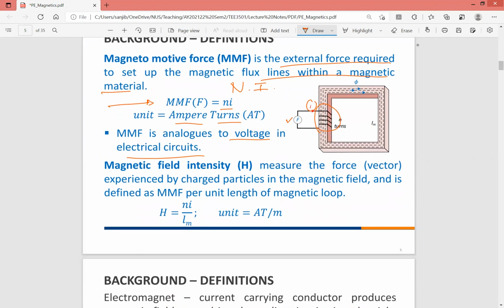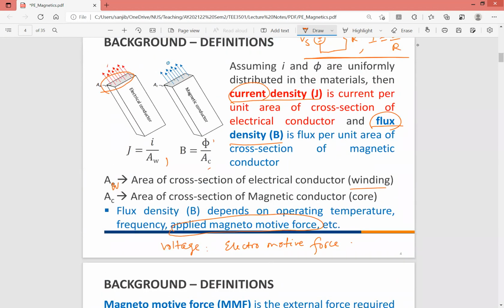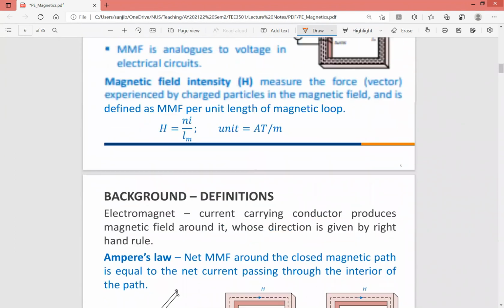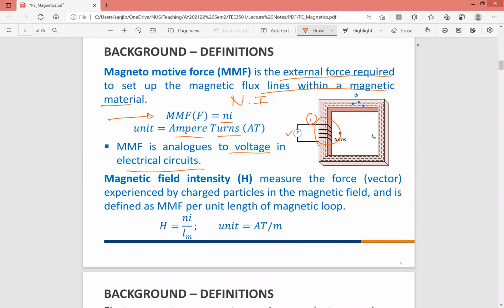And then there is one more term we define, called magnetic field intensity. These words are somewhat similar sounding: magnetic flux density, magnetic field intensity, right? Magnetic flux density we defined earlier as the flux per unit area. These are the flux lines passing through or established inside a magnetic material, which is called the core. So the number of flux lines per unit area is called the magnetic flux density. So what is magnetic field intensity? It is defined as the measure of the force experienced by a charged particle in the magnetic field. Another definition is the magnetomotive force per unit length of the magnetic loop.